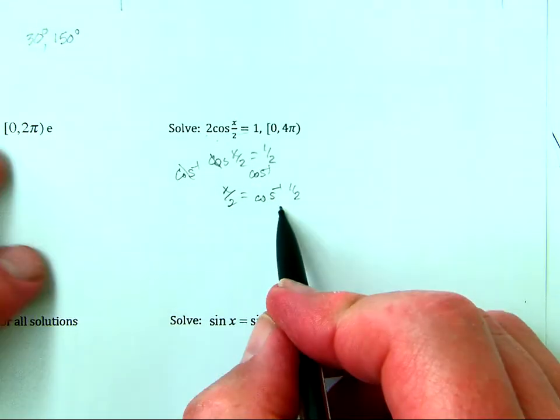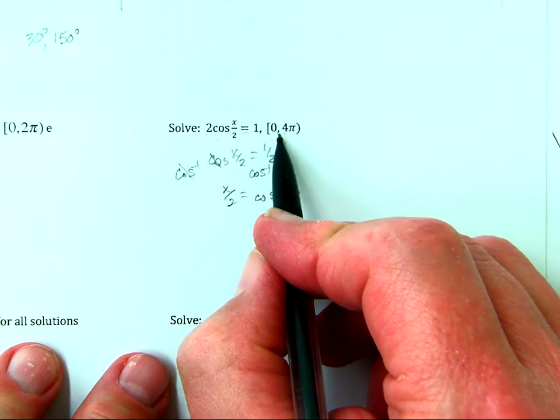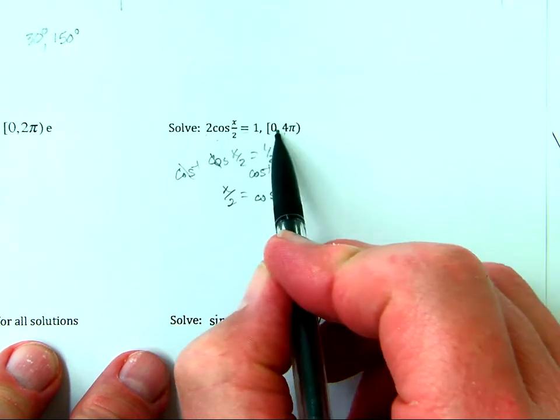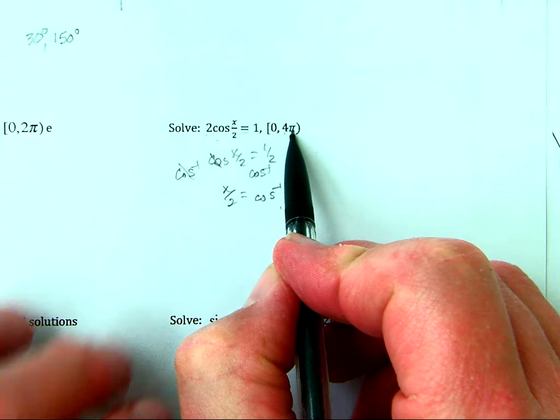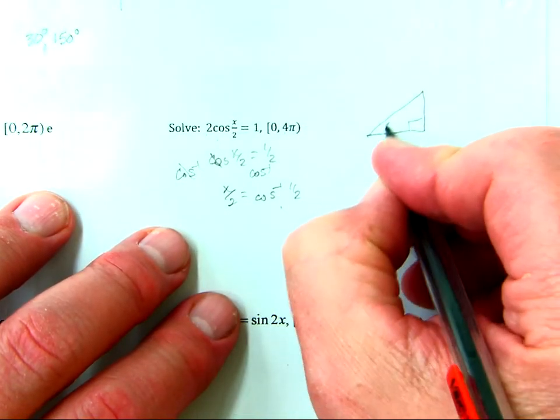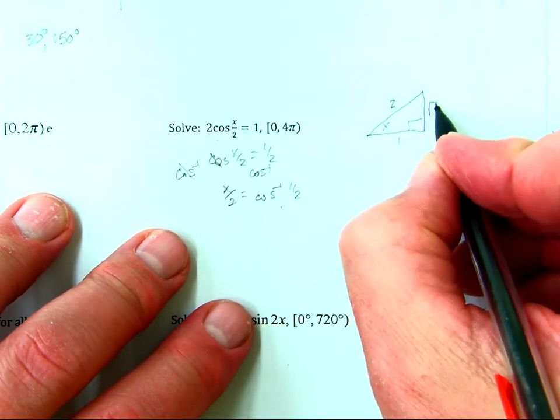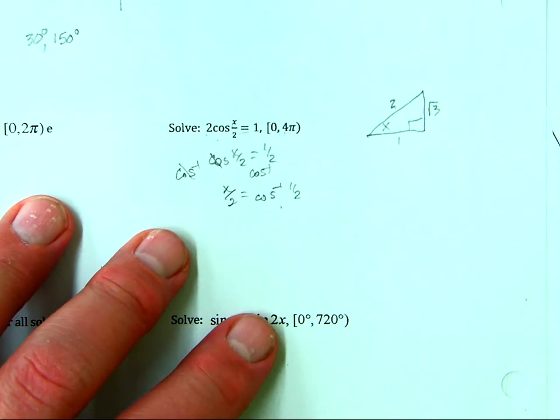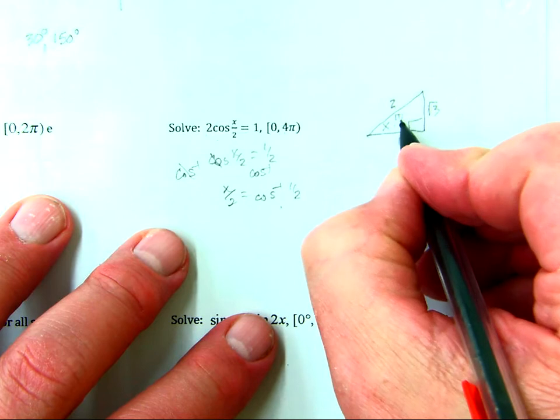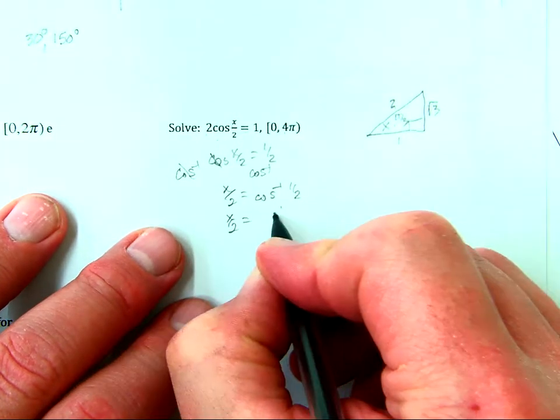Well, what angle has a cosine of 1/2? Notice we're in radians here. You can tell that for two reasons. One, when you see an x, you're in radians, but here notice our range is 0 to 4 pi, so we're in radians. So if we think of our triangle, cosine is adjacent over hypotenuse. So the other side would be radical 3. Well, what angle is opposite radical 3? Well, that's 60 degrees, or pi over 3. So here, x over 2 equals pi over 3.